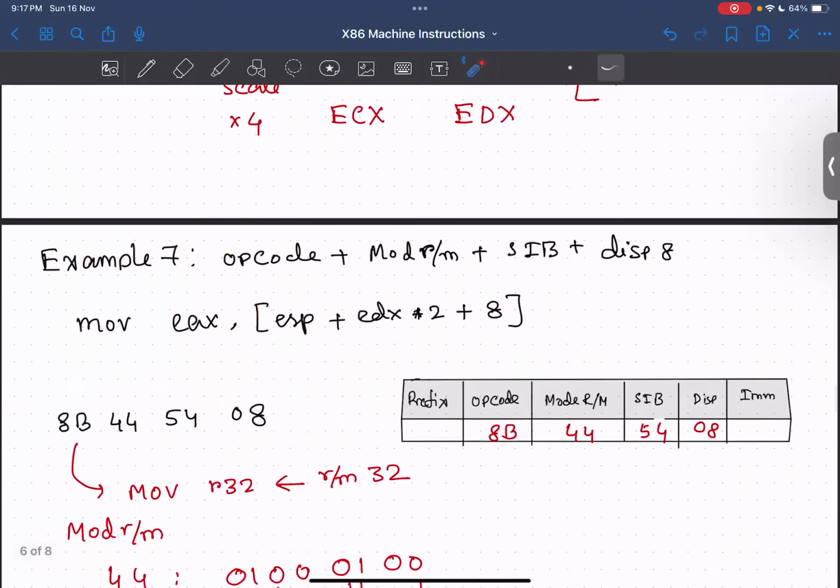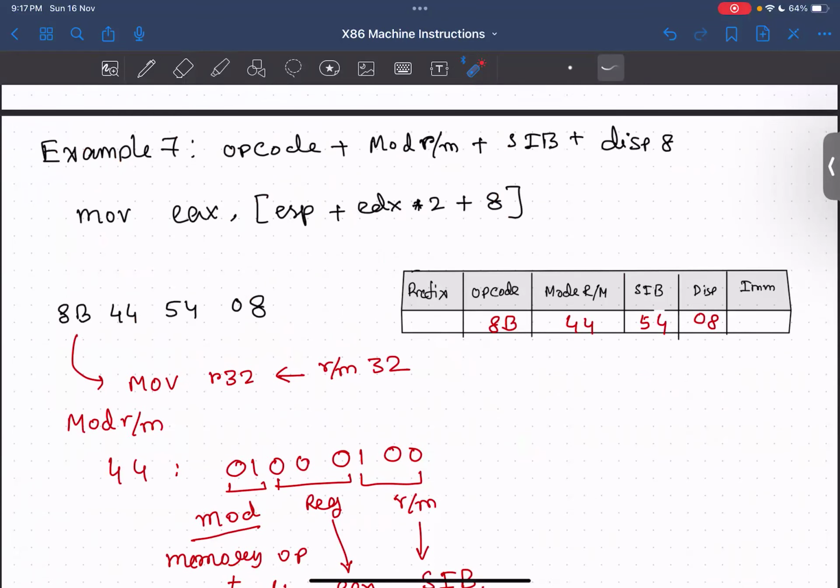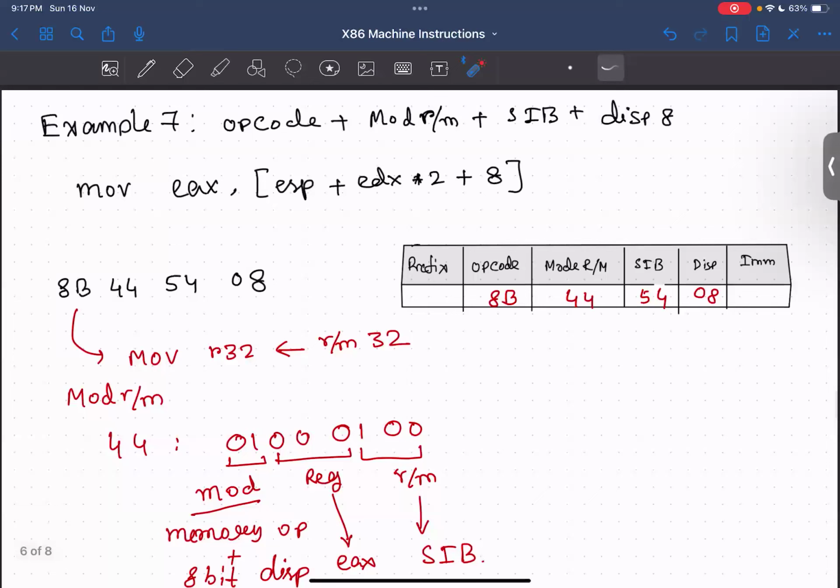Okay? Now, example 7, and we have a lot of things going on here. We are utilizing opcode, ModRM, SIB, as well as displacement. The instruction looks like this. It's similar to the previous one, but now we have a displacement added here. If we look at the byte representation of this particular instruction, it's 8B 44 54 88. If I map this to the x86 assembly instruction, 8B goes to opcode, then 44 is ModRM, and depending on the ModRM expansion, we'll know the next one should be SIB, and then the 88 should be the displacement, right?